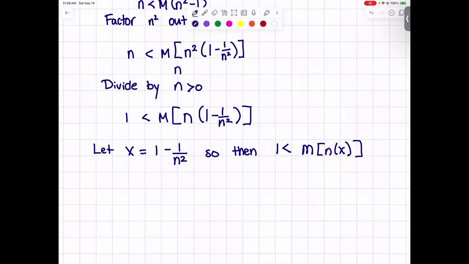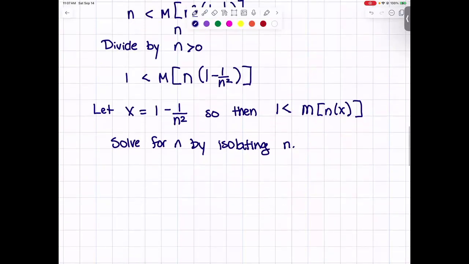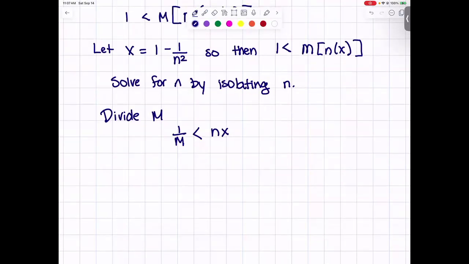And now I want to solve for n. And the best way to solve for n is by isolating it. We need to get it by itself so that we can actually see what it needs to equal, isolating n. So let's divide both sides by m. Let's get m to the other side. We end up with this. Then let's get x to the other side.